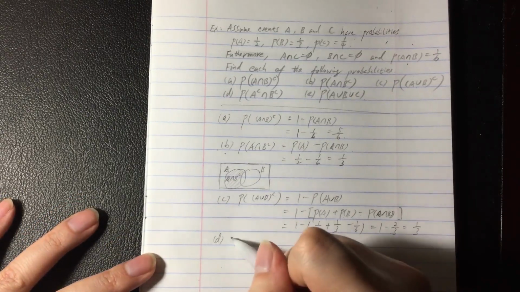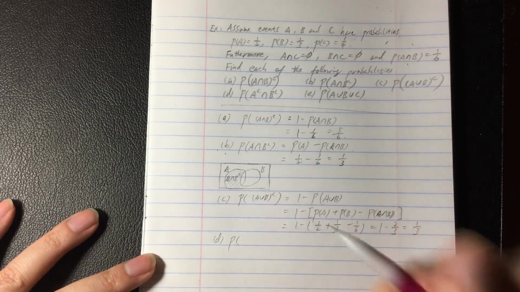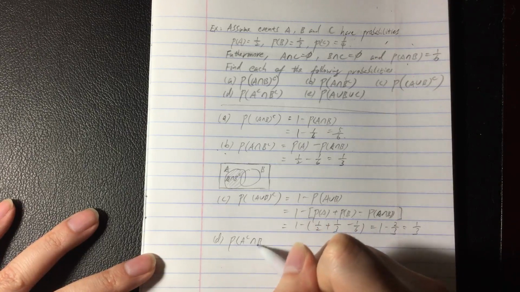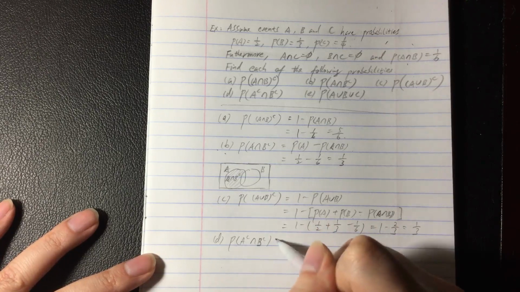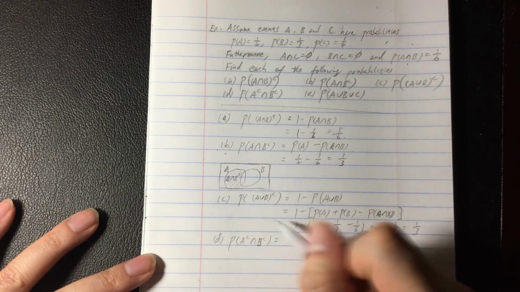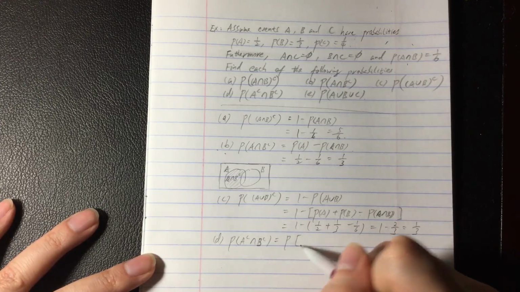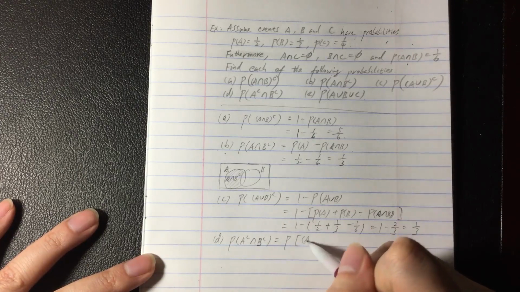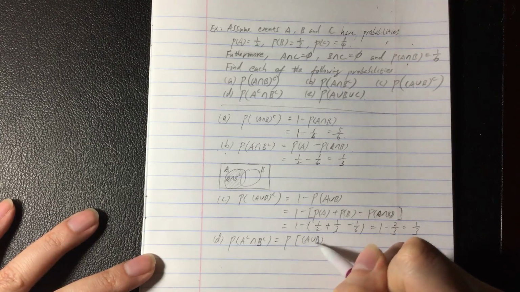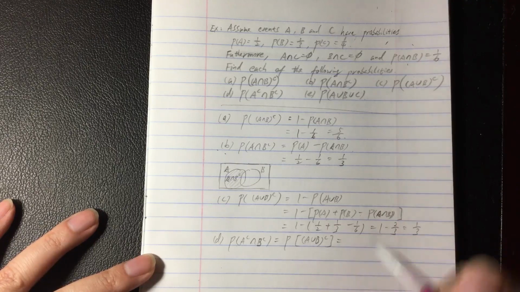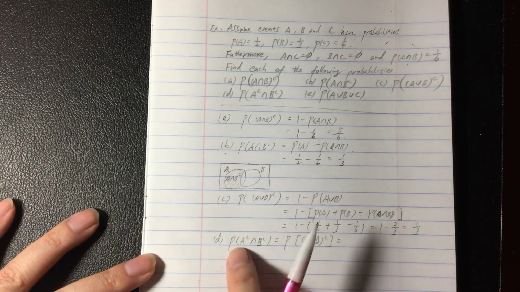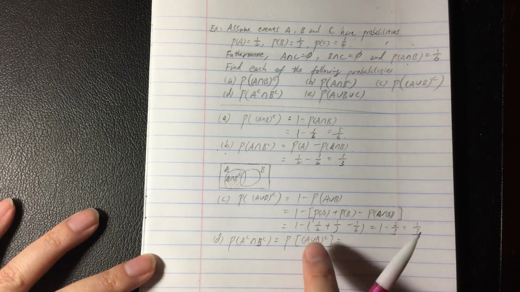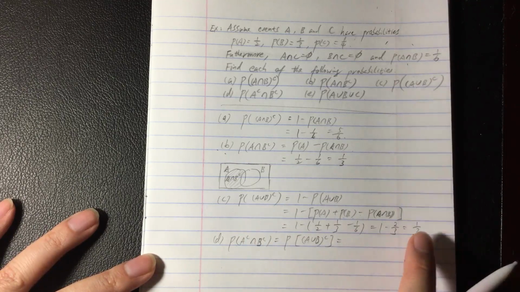Part D. Probability of A complement intersection B complement. We can use De Morgan's law here. By De Morgan's law, A complement intersection B complement can be written as (A union B) complement, which is the same as part C. That's exactly the same as part C. So the answer is 1/3.